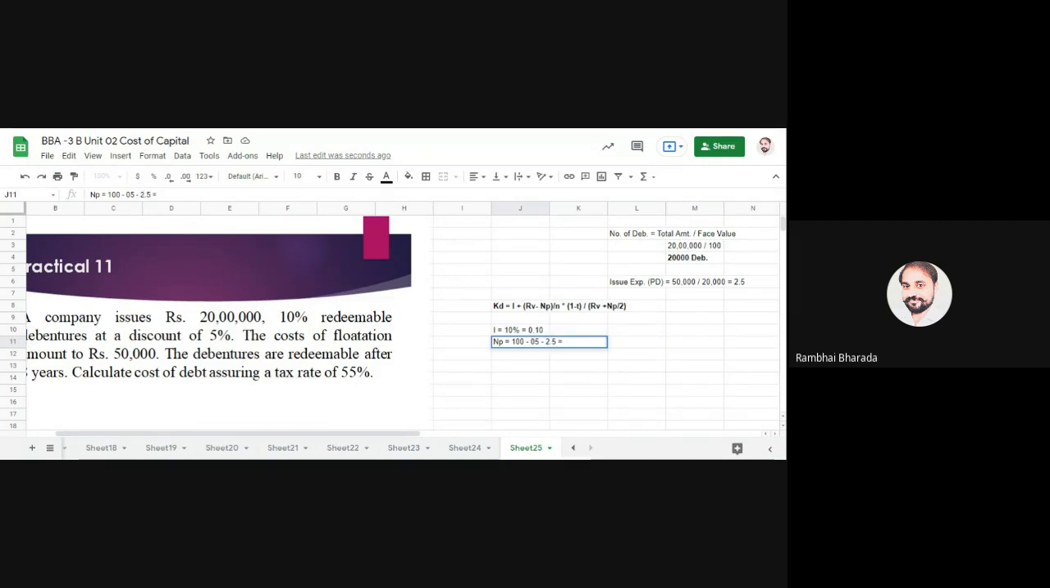Now tell me the final answer of NP. Face value minus discount minus issue expense. It's 102.5.